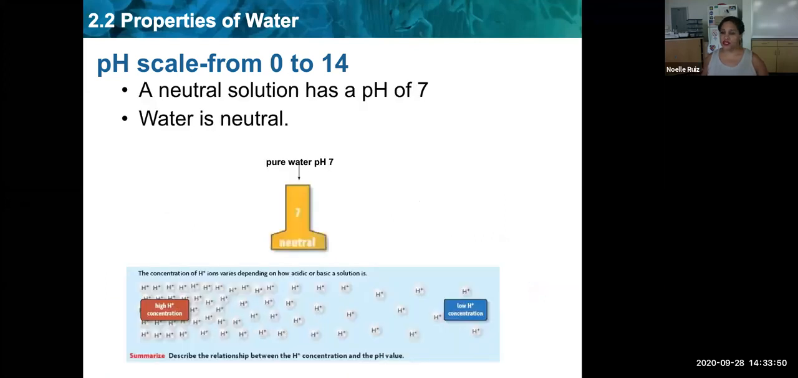A neutral solution has a pH of pretty much exactly 7. It could be a decimal, 7.3, 7.5. Water is a neutral substance. Water in its natural state is a neutral substance. Humans have put different things into water to try to make it one way or another, but it's supposed to be neutral.